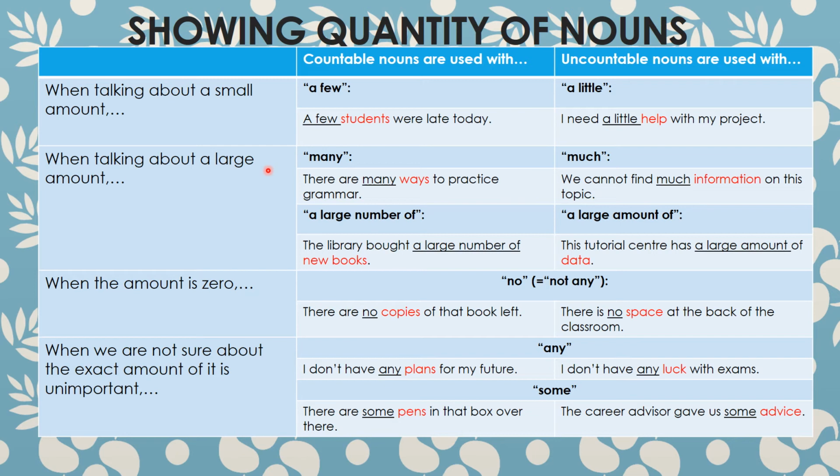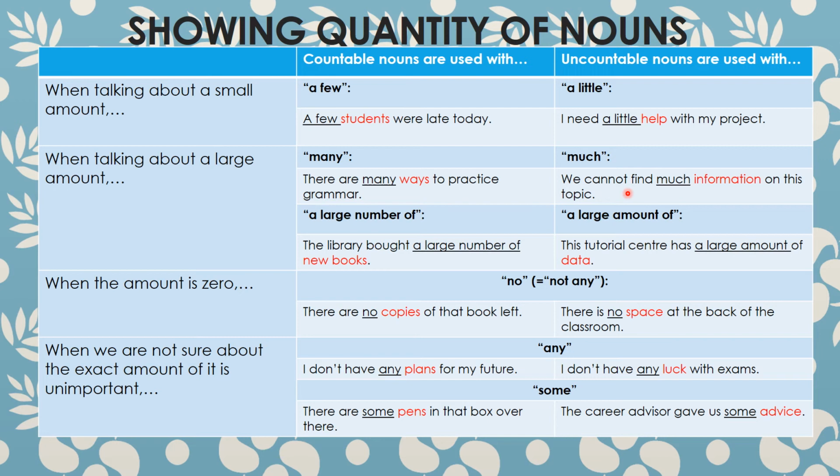When we want to talk about a large amount, for countable nouns, we use many. For example, there are many ways to practice grammar. For uncountable nouns, we use much. For example, we cannot find much information on this topic. We use how many when we ask questions with countable nouns and how much when we ask questions with uncountable nouns.